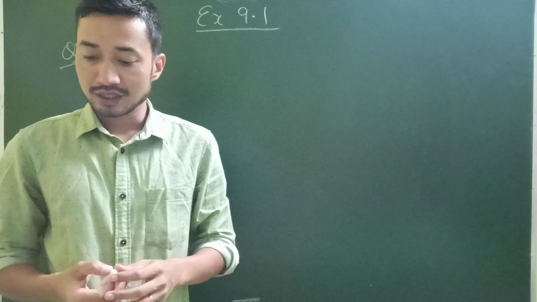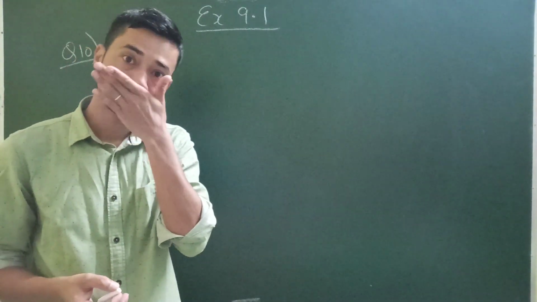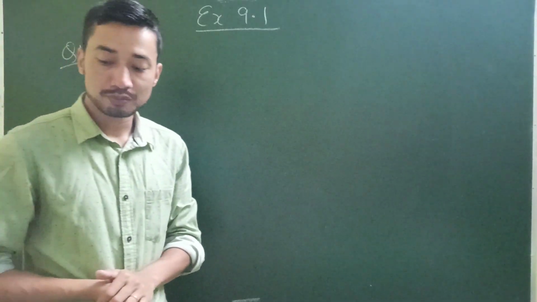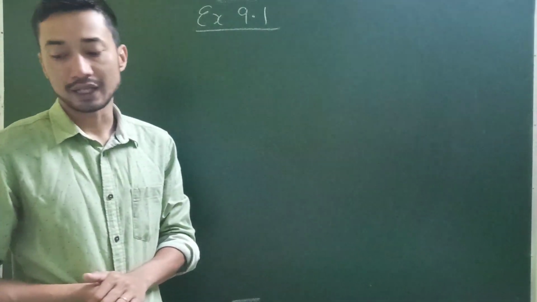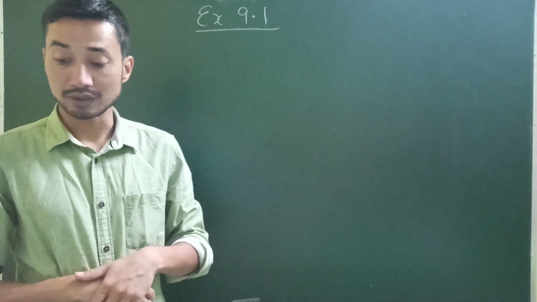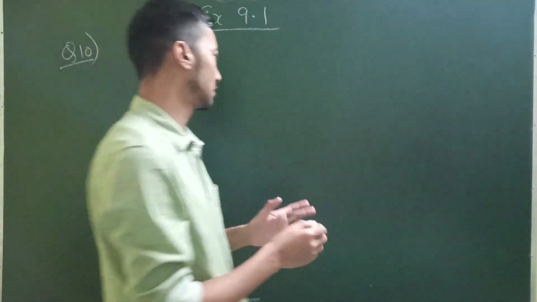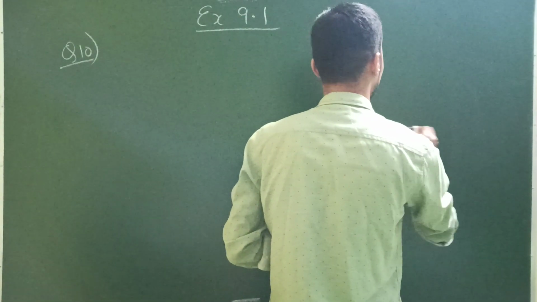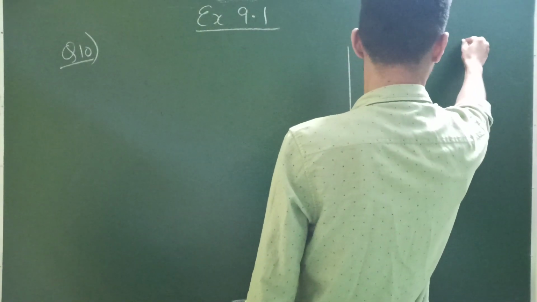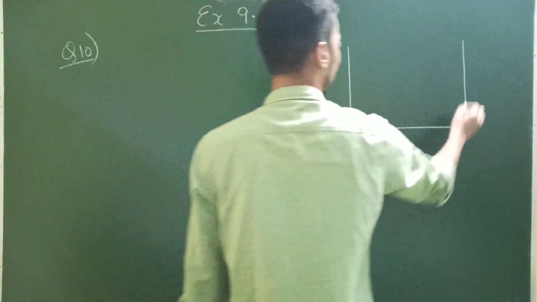So let's begin. Let's start doing question number 10. So what do we have in the question here? It says two poles of equal heights are standing opposite each other on either side of the road, which is 80 meters wide. So two poles. That means two light posts or any poles which are standing straight. Sometimes I don't draw it very straight. So let this be the two poles which are of equal heights.